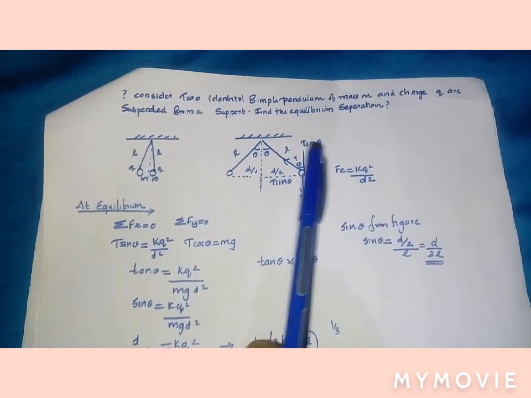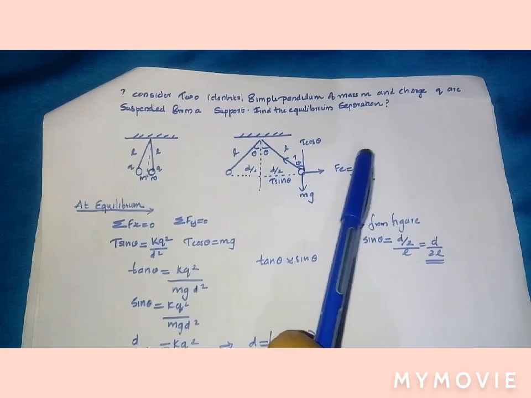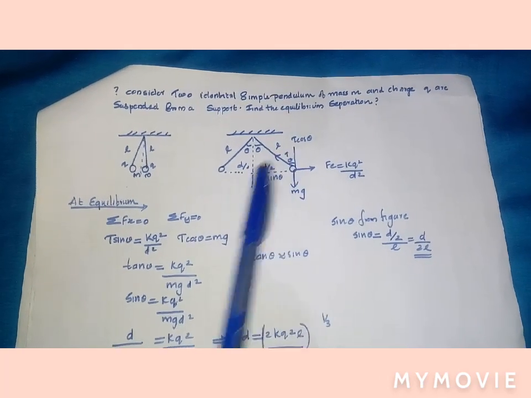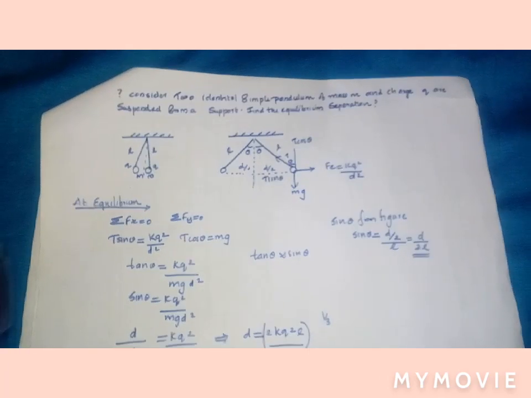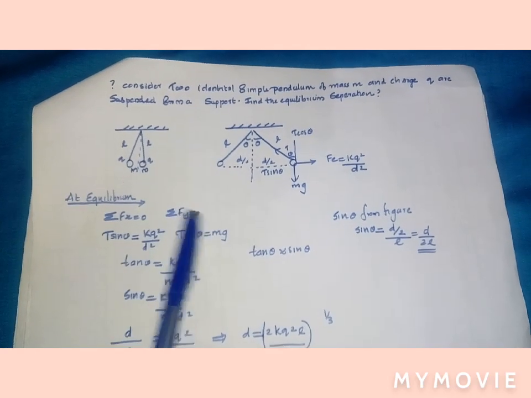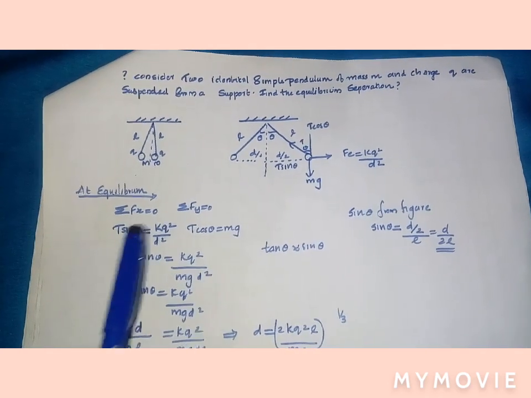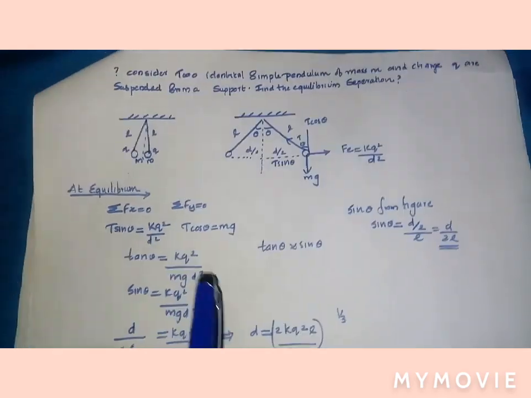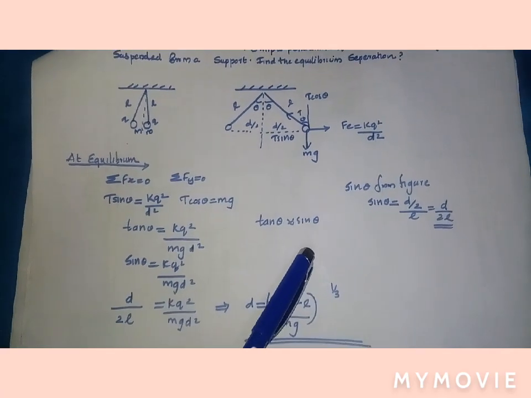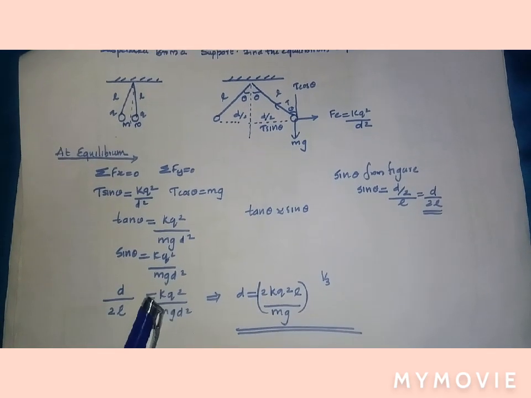Fx equal to 0 means the horizontal force is 0, that is T sin theta is equal to kq square divided by d square, and Fy equal to 0 means T cos theta is equal to mg. After getting these two equations, dividing 1 by 2 gives tan theta is equal to kq square divided by mg d square. Tan theta can be approximated to sin theta for small angle. So sin theta is equal to kq square divided by mg d square.